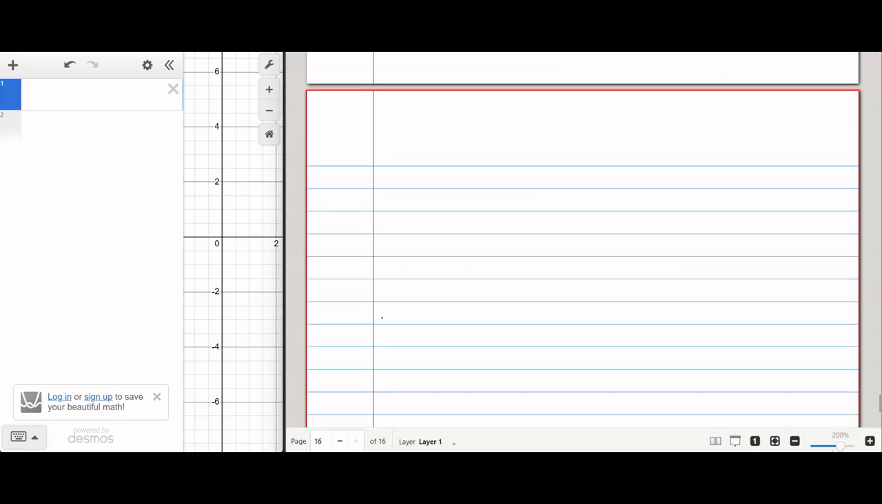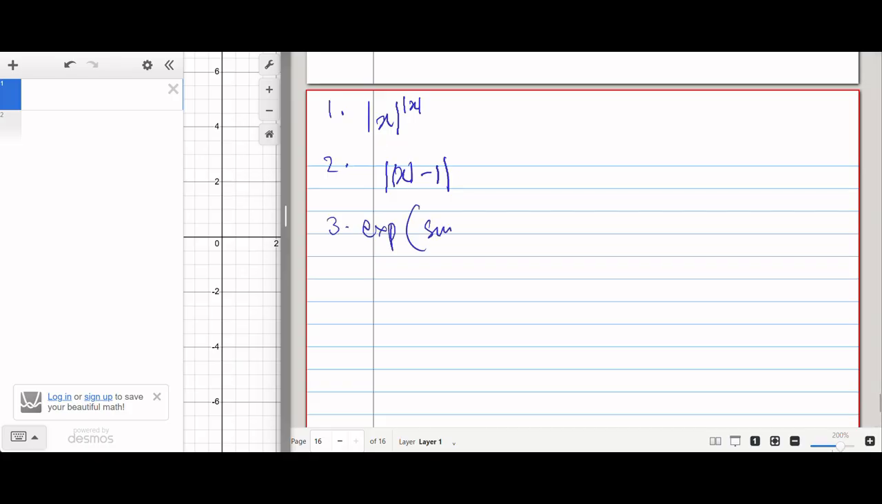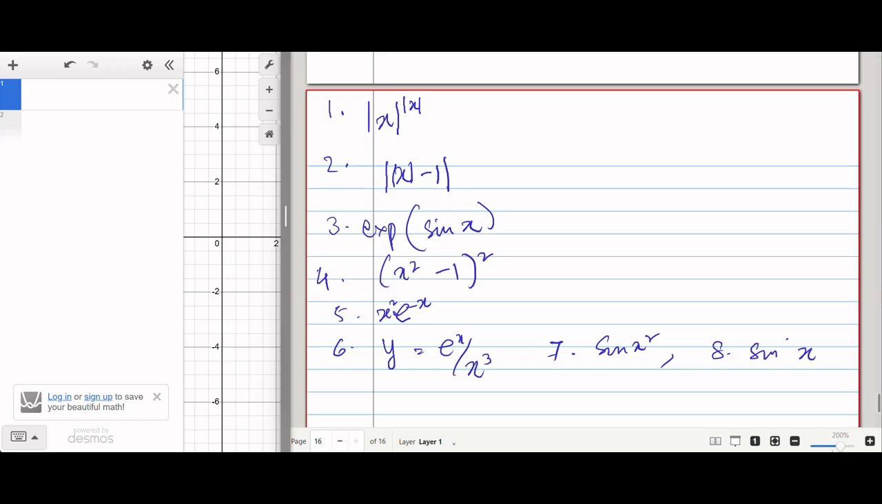For practice, I would also give some problems. You may practice x to the power mod x, then you can try mod of x minus 1, so there are two mods here. Then number 3 is exponential of sine x. Then you can try x square minus 1 whole square, then e to the power minus x square, then y equals e to the power x by x cube. Then sine x square, then sine square x by x square.